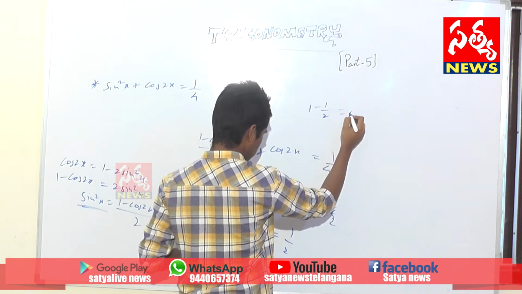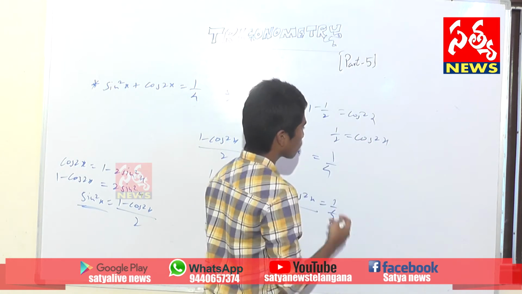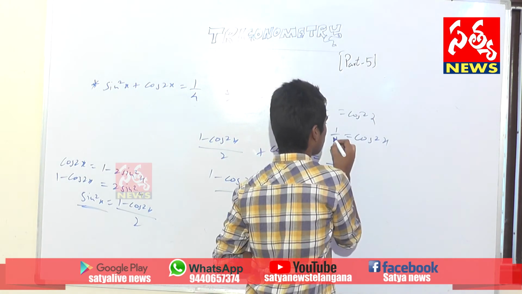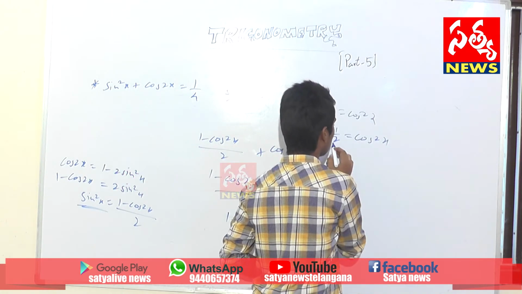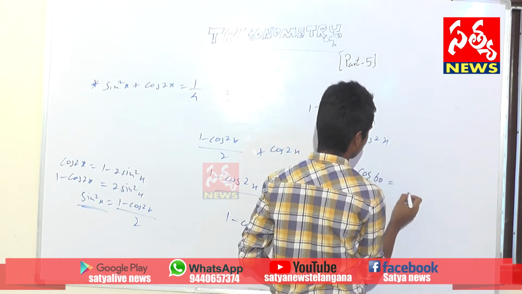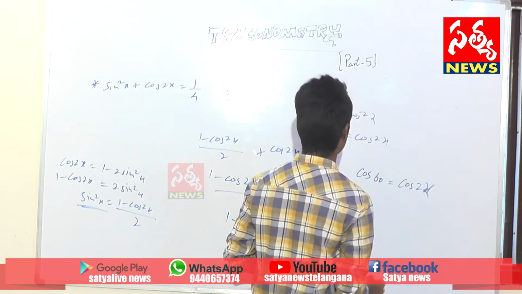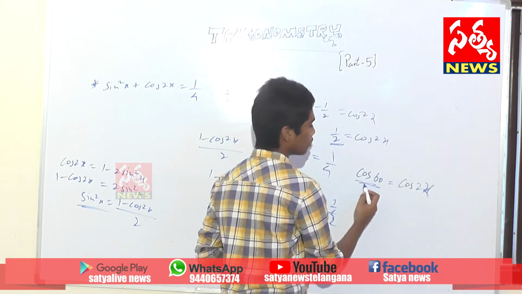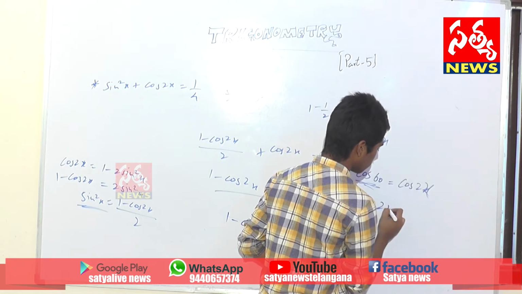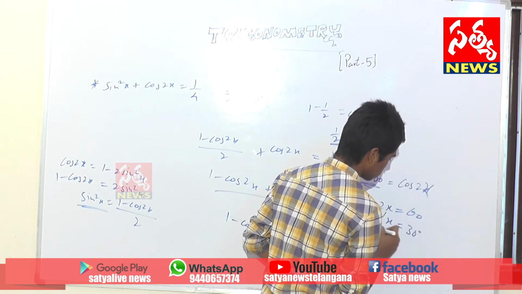1 minus 1 by 2 is equals to cos 2x. 1 by 2 is equals to cos 2x. Now you can find here 2x is equals to, what is the value of cos theta, which is 1 by 2? It is cos 60. Cos 60 is equals to cos 2x. As in the place of 1 by 2, I am writing the cos trigonometric ratio. So we can equate 2x is equals to 60 and finally x is equals to 30 degrees.